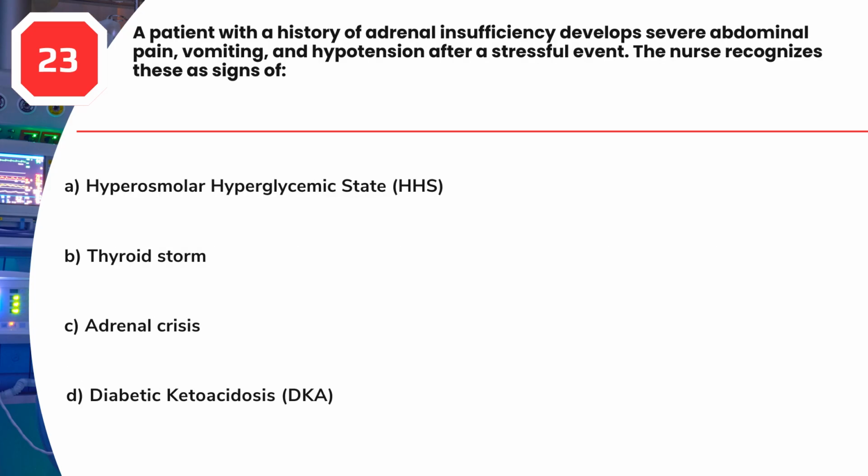Question 23. A patient with a history of adrenal insufficiency develops severe abdominal pain, vomiting, and hypotension after a stressful event. The nurse recognizes these as signs of A. Hyperosmolar hyperglycemic state, HHS. B. Thyroid storm. C. Adrenal crisis. D. Diabetic ketoacidosis, DKA.